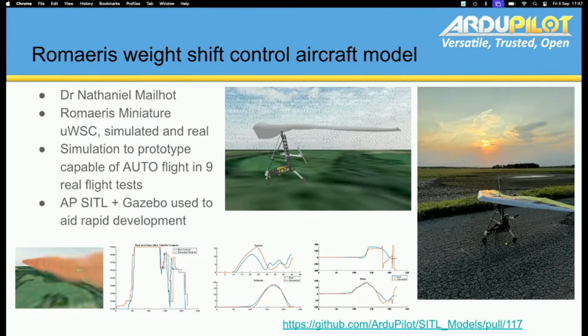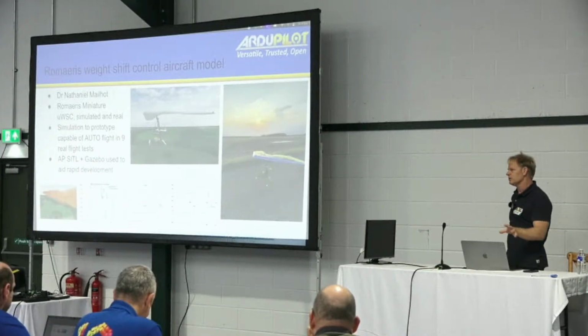Another application of a real vehicle being modeled is Nate's work on the weight shift control aircraft model. And this is an amazing vehicle, and it was very impressive. Nate put it all together and we fine-tuned the model just to get the initial version, and then he went off and ran with it. And I believe that's been really instrumental in helping them get the real vehicle working.